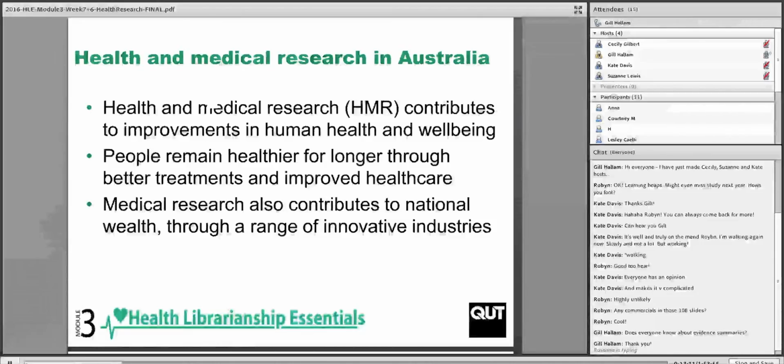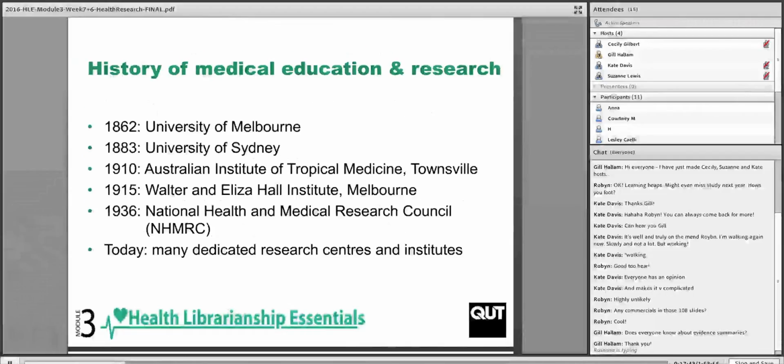So the philosophy is very much that health and medical research contributes to improvements in human health and well-being. The goal in most Western societies would be that people live longer, they remain healthier through good quality healthcare. And there's also an argument, a financial argument, economic argument, that medical research contributes to the national wealth through a range of innovative industries. So we'll take a look at some of the things that are happening in that area.